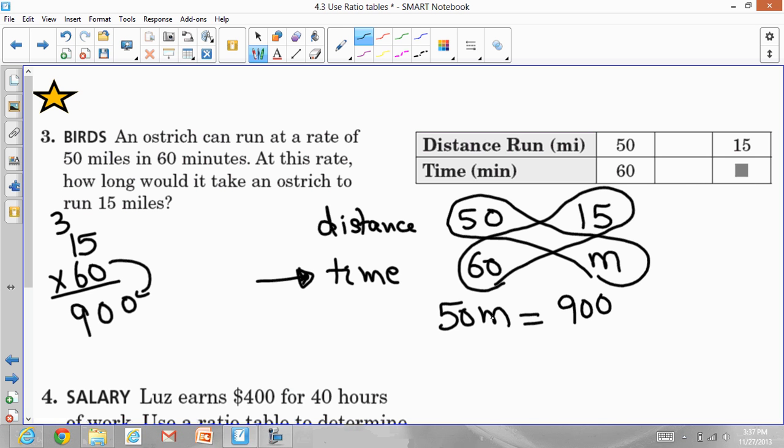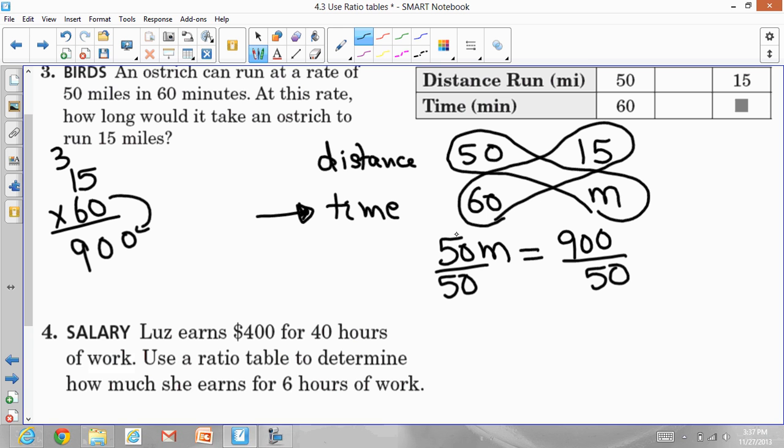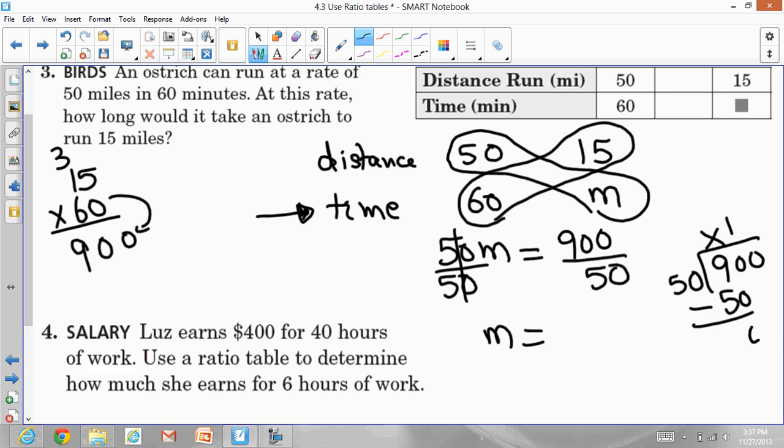Now I want to find m. So the usual step, divide by 50 on this side and divide by 50 on this side. That is how you need to get rid of your 50. So they cancel out and you get m. So you're going to get 900 in the shelter divided by 50. 50 cannot go into a 9. 50 can go into a 90 one time. Subtract. 0 minus 0 is 0. 9 minus 5 is 4.